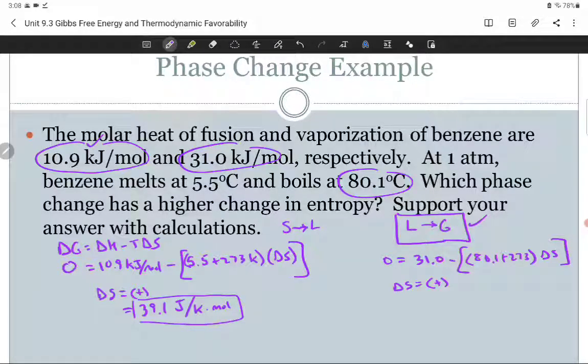And then when I did this for the other one, I got 87.8 joules per Kelvin mole, and that matched up with my prediction. 87.8 is more than 39.1, so liquid to gas does have more change in entropy.